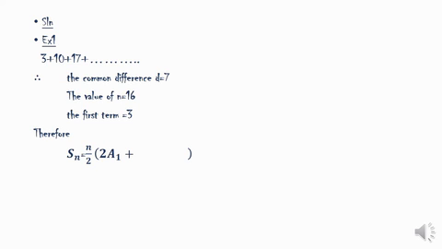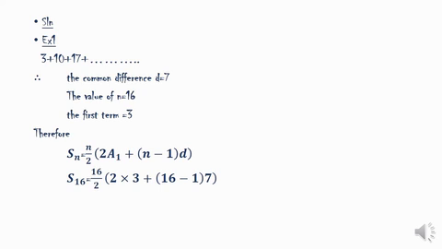That is our formula. The sum of nth term, n over 2. I said n is the number of terms. First bracket 2 times the first term plus bracket number of terms minus 1 times d. So 16 terms will be 16 over 2, 2 times 3 because 3 is the first term, plus number of terms 16 minus 1 times 7.